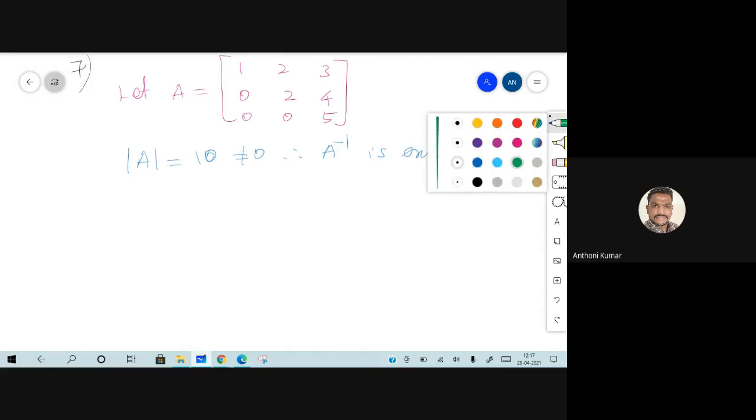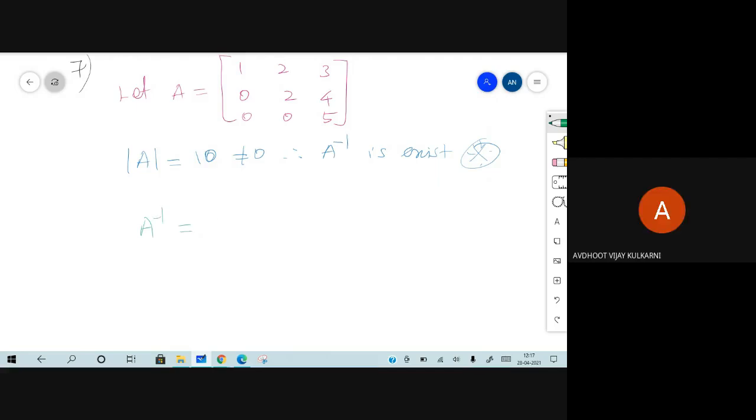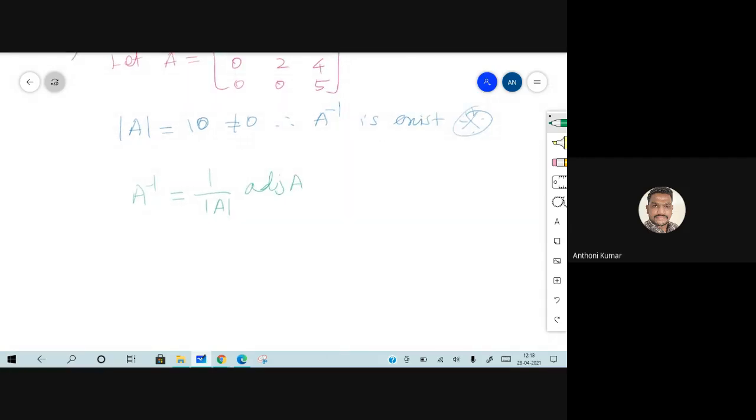If A inverse exists, what is the formula of A inverse? A inverse is equal to 1 by determinant of A into adjoint of A. To find adjoint of A, what is adjoint of A? Transpose of the cofactor matrix. What is that? A11, A12, A13, A21, A22, A23, A31, A32, and A33. It's your duty. You need to find the cofactors of every element. So that's a transpose.